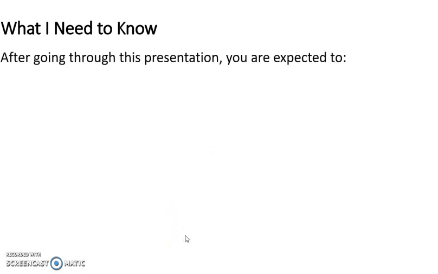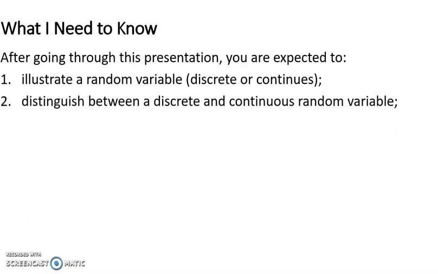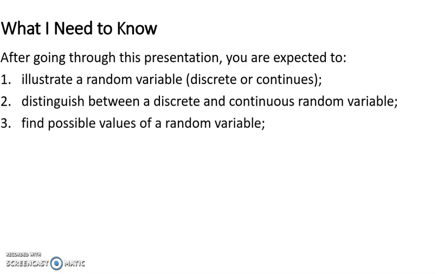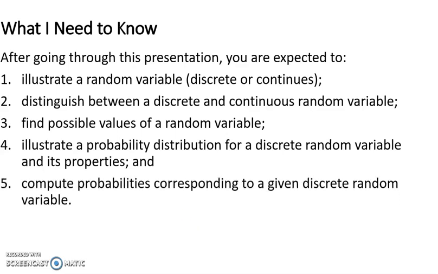After going through this presentation, you are expected to: number 1, illustrate a random variable, discrete random variable, or continuous random variable. Distinguish between a discrete and continuous random variable. Find possible values of a random variable. Illustrate a probability distribution for a discrete random variable and its properties, and compute probabilities corresponding to a given discrete random variable.